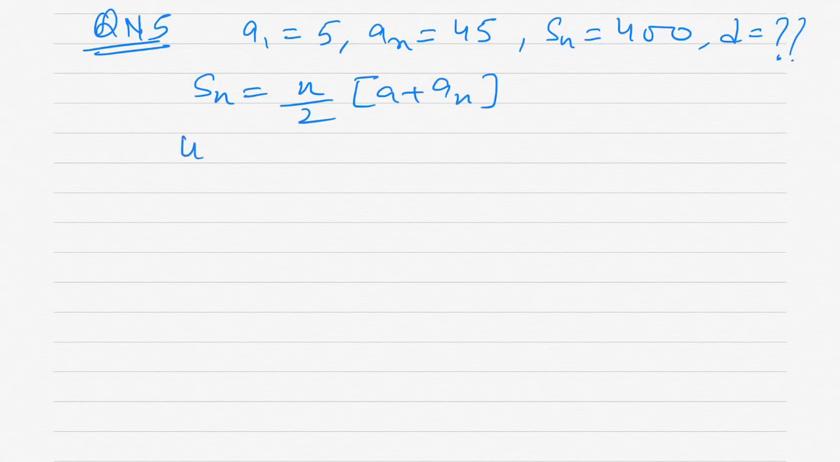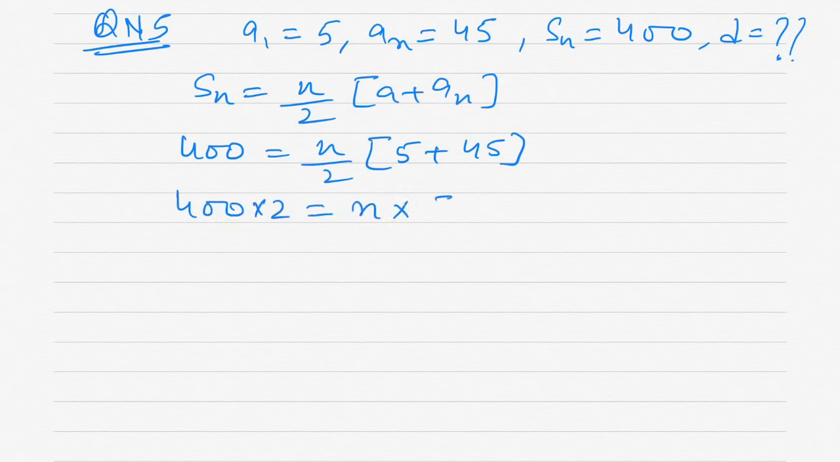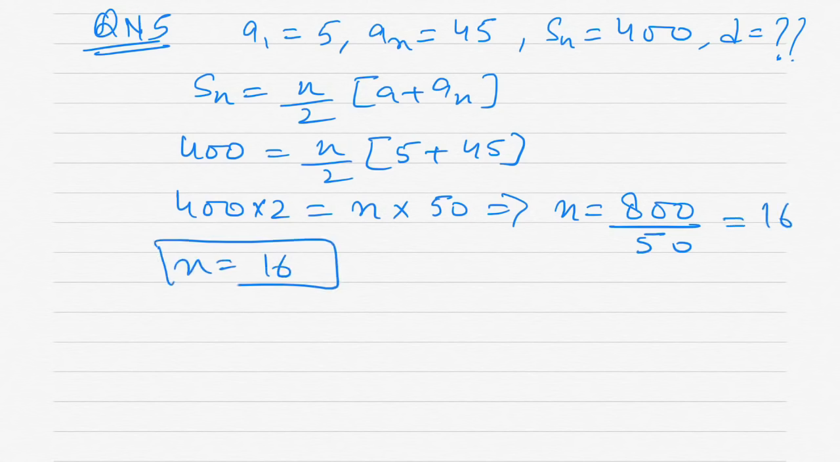So Sn is 400, which is equal to n by 2, a is 5 and an is 45. Now let us simplify this. So this is 400 into 2 is equal to n into 50. So this implies n is equal to 800 divided by 50, which is equal to 16. So hence n is equal to 16 is the value.